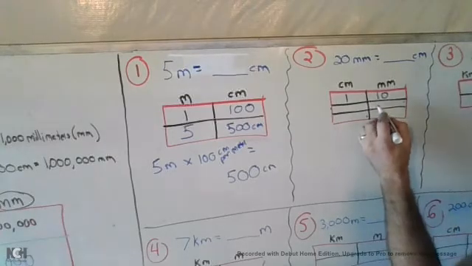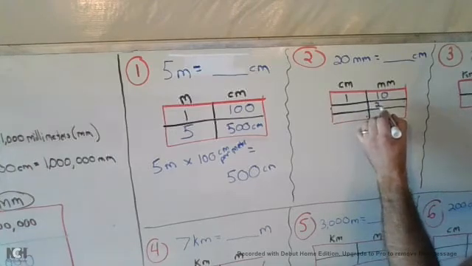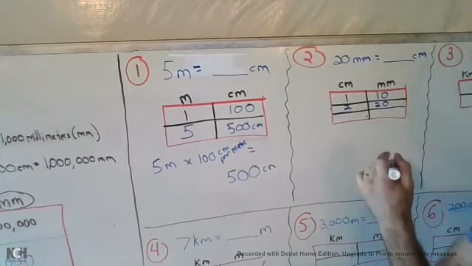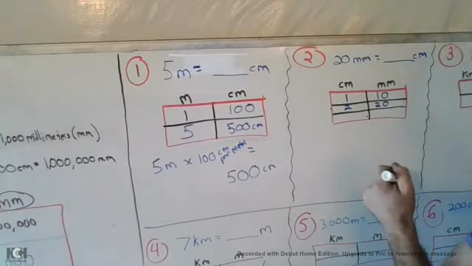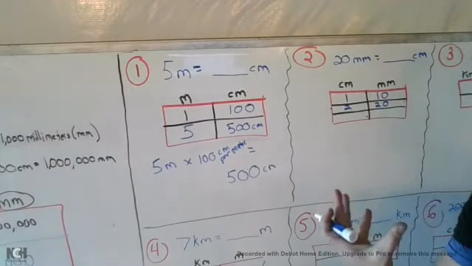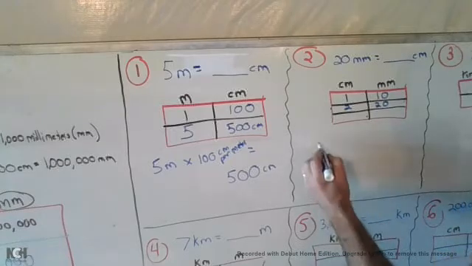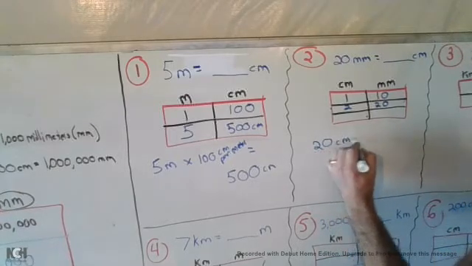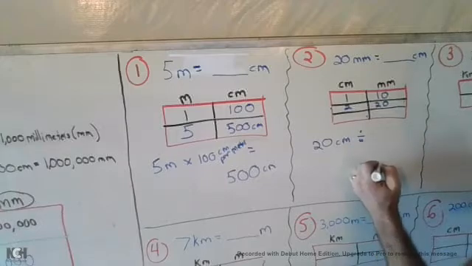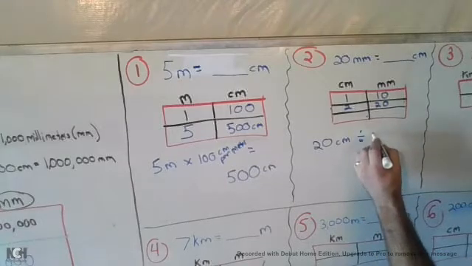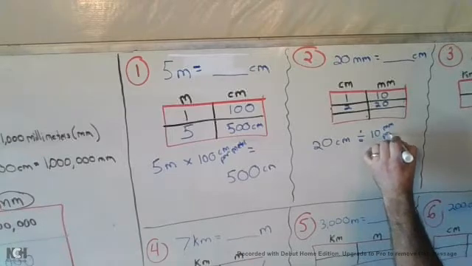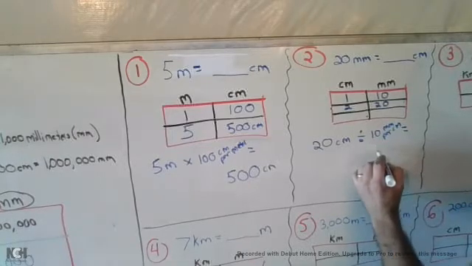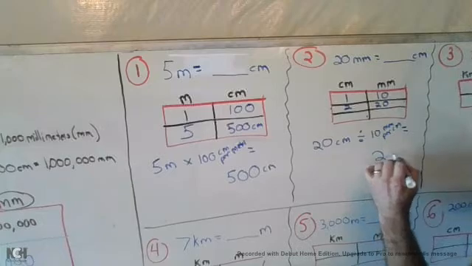Okay, so we hopefully should have recognized that the next set, another 10 would be 20, which is 2 centimeters. What kind of expression helps you solve that? 20 millimeters divided by 10 millimeters per centimeter gives you your 2 centimeters.